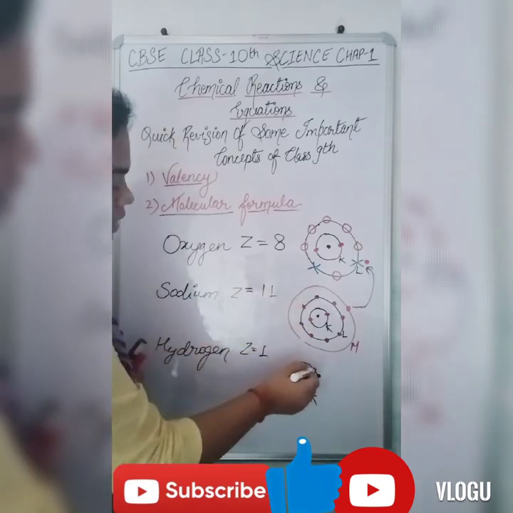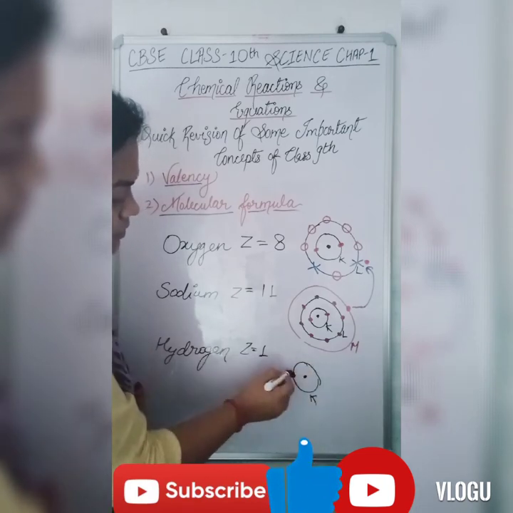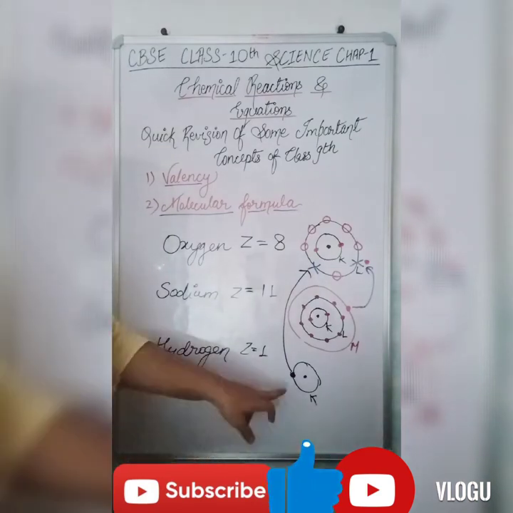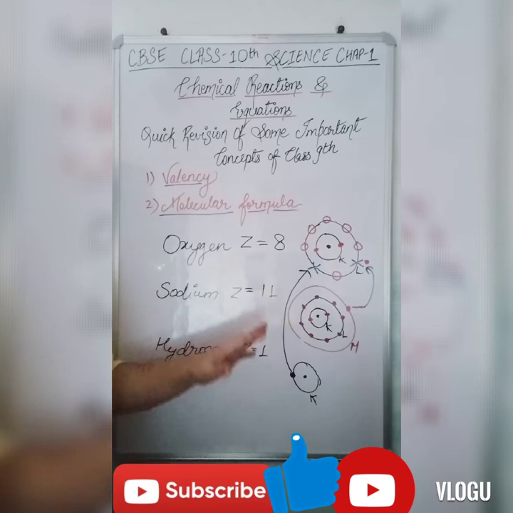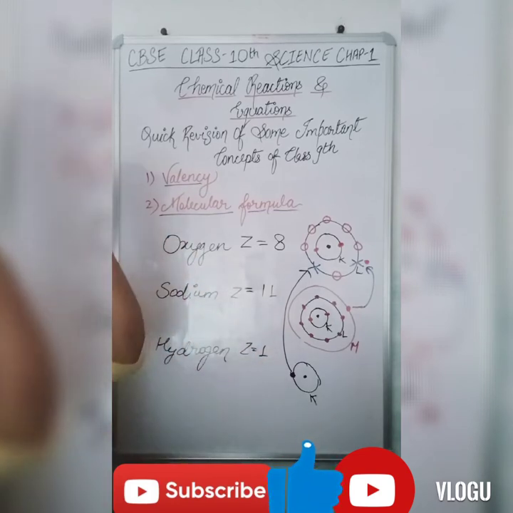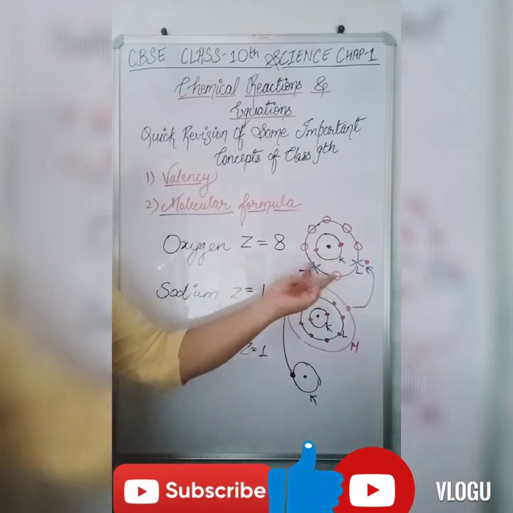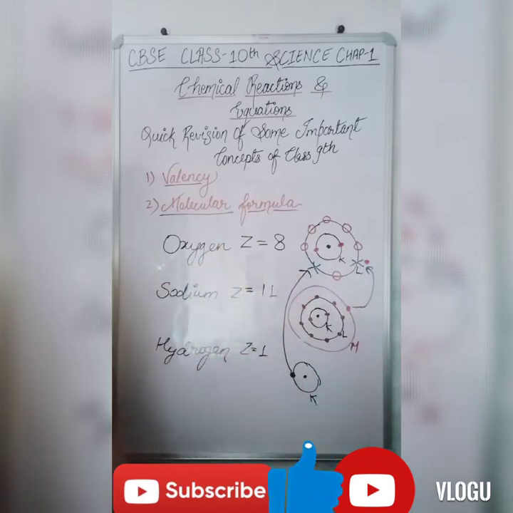I just made it here, and now you can see this electron of hydrogen is being shared with oxygen. Now I am saying that this is being shared, but in very basic and easy language, I will just say that oxygen has completely filled its two vacant places by taking one electron from sodium and one electron from hydrogen. So now the octet of oxygen has been completed with the help of sodium and hydrogen.